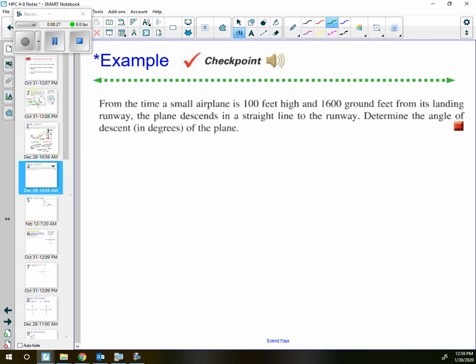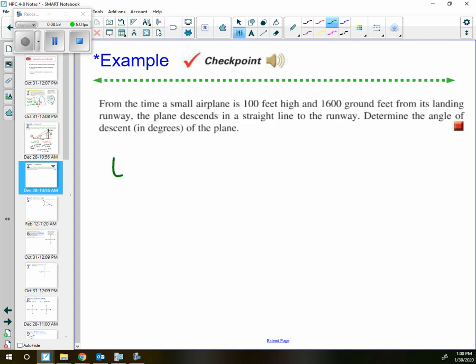So I will read it to you here first. From the time a small airplane is 100 feet high and 1,600 ground feet from its landing runway, the plane descends in a straight line to the runway. Determine the angle of descent in degrees of the plane. All right, so we might need to clarify a few things, but I just want you to think about what ground feet might mean. Common sense here, feet from on the ground. So basically you're talking about that horizontal distance along the ground.